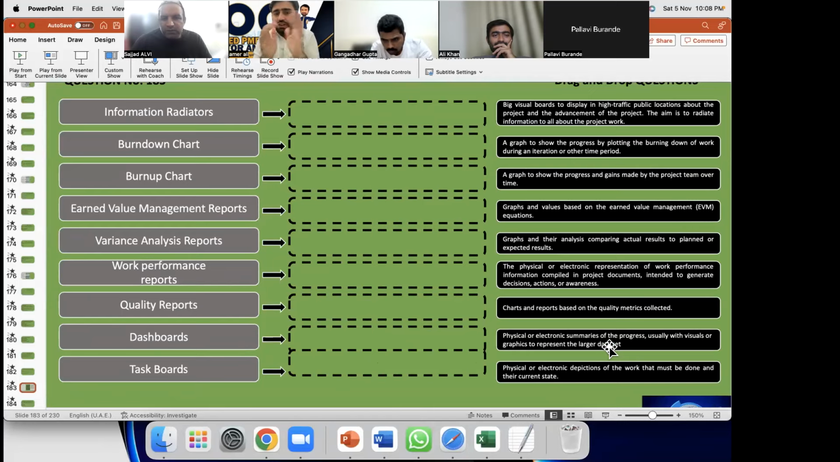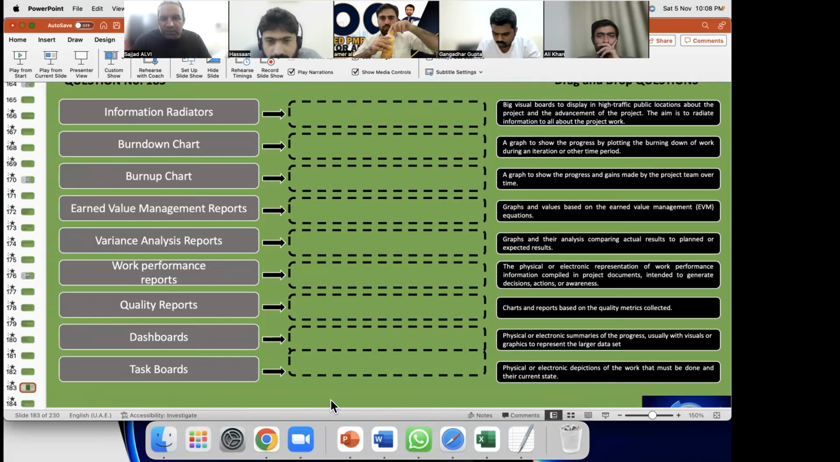Information radiators. If anyone knows in Mac how to hide these things, please do let me know. By default, go to display in the highest traffic location of the product. So it should go to information radiators, the first option.